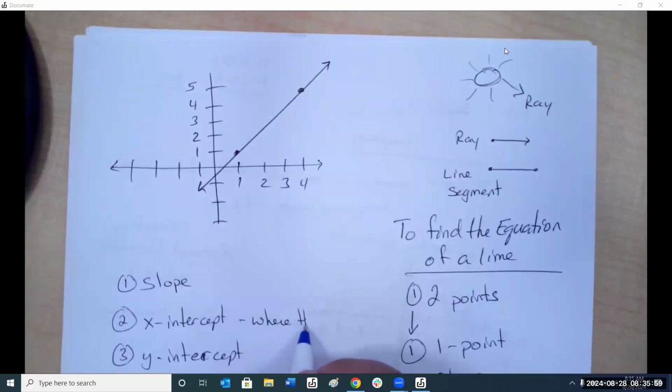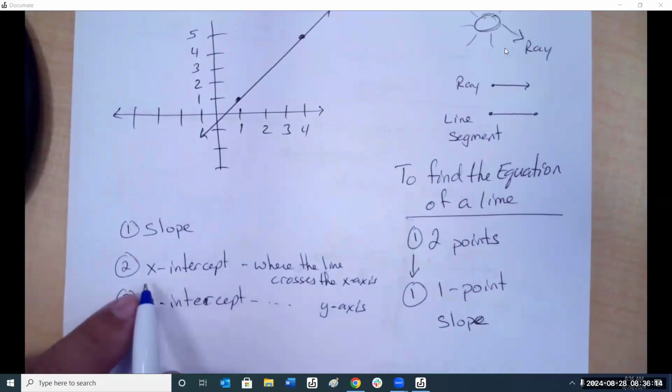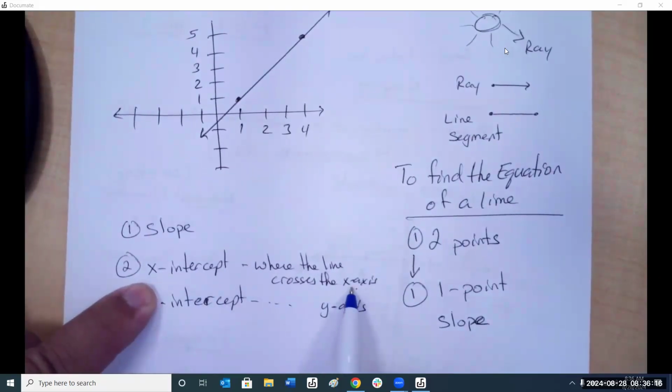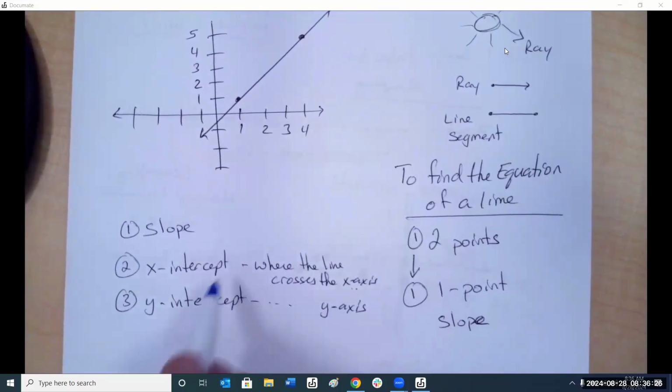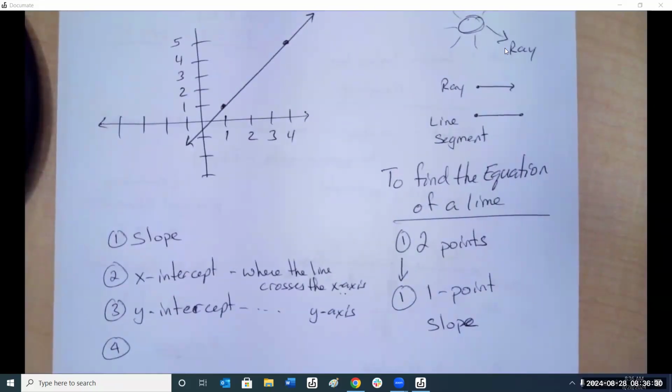Same thing with the y-intercept. Where the line crosses the x-axis and where the line crosses the y-axis. So the x-intercept is where the line crosses the x-axis. It intercepts the x-axis. The y-intercept is where it crosses the y-axis. We'll talk about those in a second. What else? Somebody's rise and run is also one of them. That's slope.